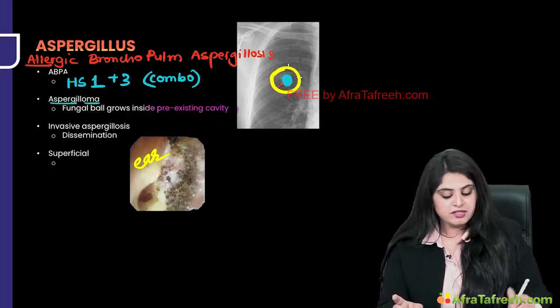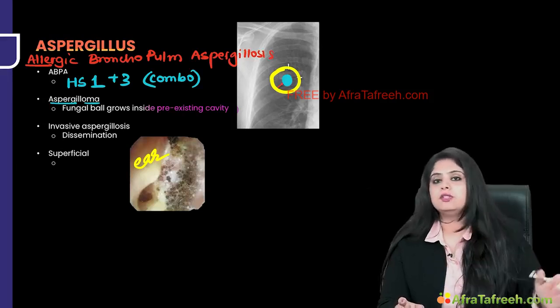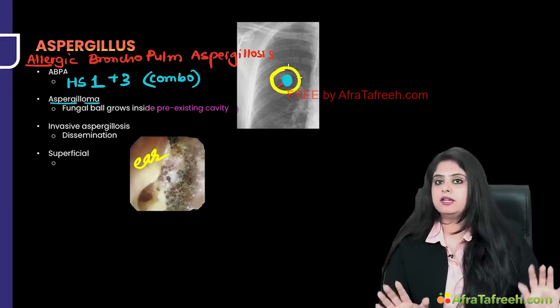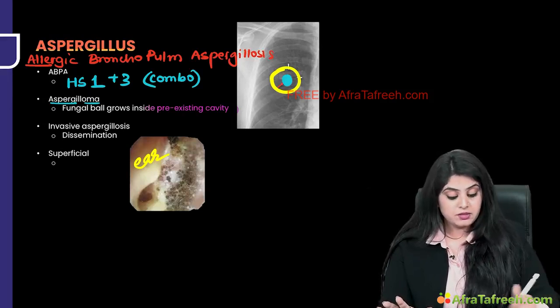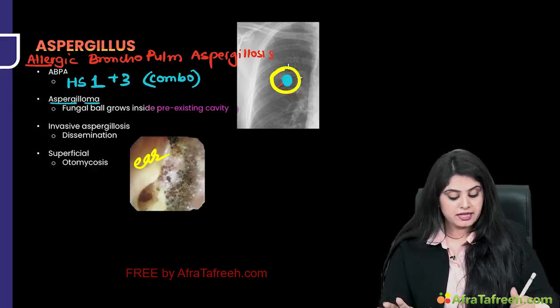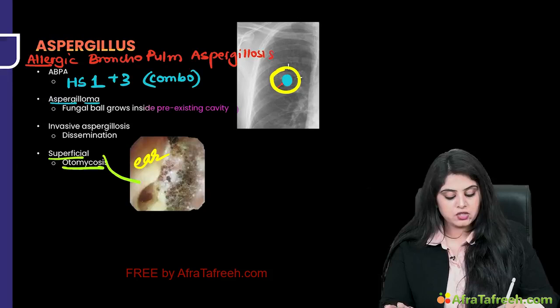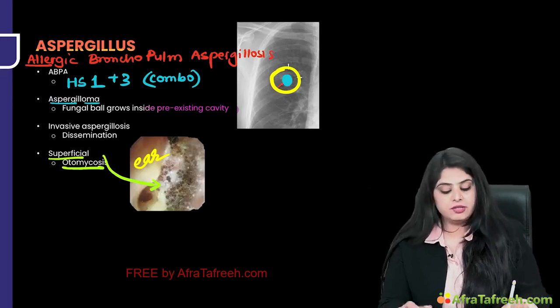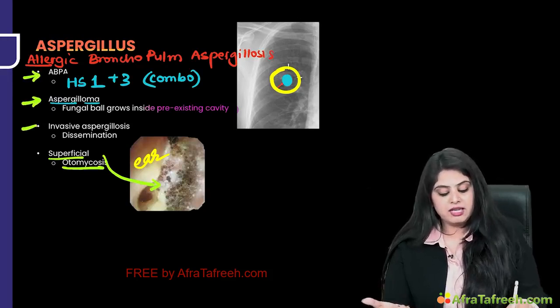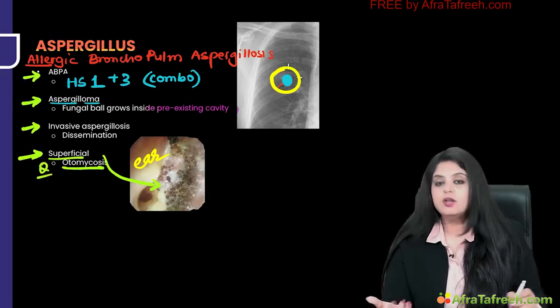Coming to the next one, invasive aspergillosis means it has gone all over the body in the blood. It is roaming around in the blood, so invasive. And superficial means when it is involving the ear, that is otomycosis. That is the picture that I had for you over here. So it can be ABPA, aspergilloma, invasive, or superficial, that is otomycosis.